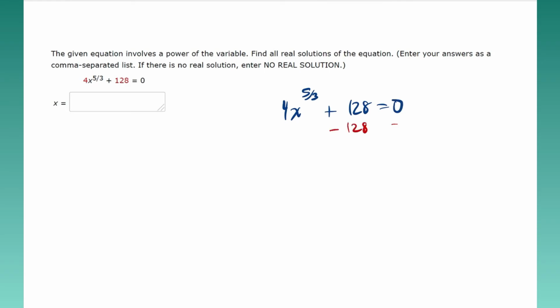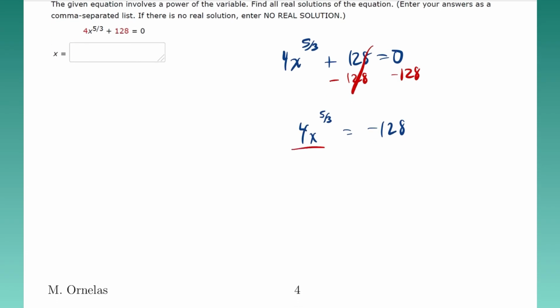Now we've got to get rid of the 4, the coefficient, before we get rid of the exponent. So now we have x to the 5/3 equals, let's see, 128 would go into that 32 times. Negative 32. And then we have our 5/3.